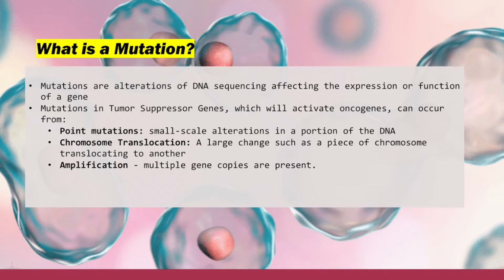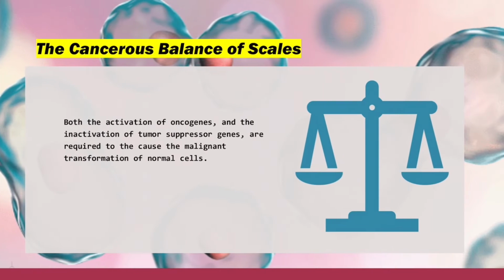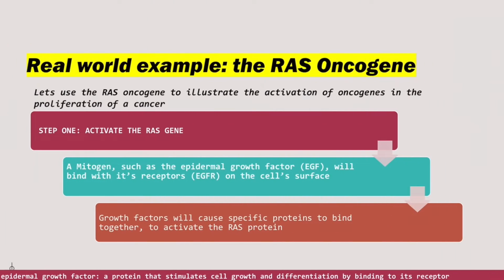Mutations can occur from point mutations, chromosome translocation, or amplification. Along with activated oncogenes, we must have the inactivation or mutation of both copies of TSGs to cause uncontrolled cell proliferation. Now that we understand the relationship between oncogenes, proto-oncogenes, and TSGs, let's put this relationship into perspective by using the RAS oncogene as an example.